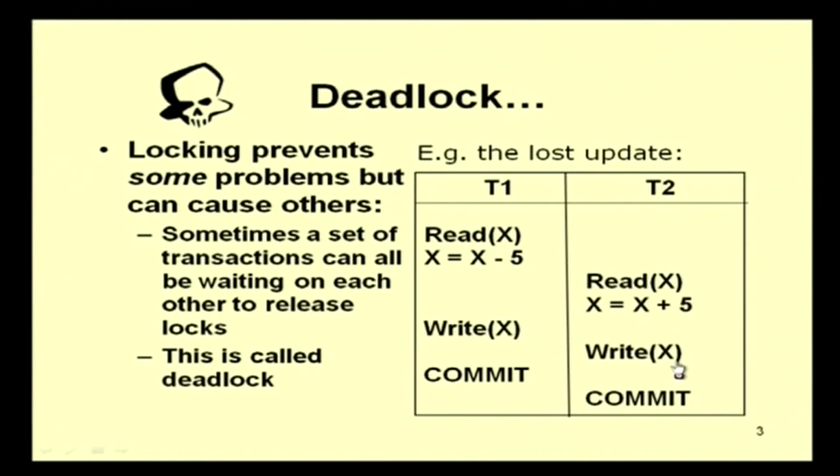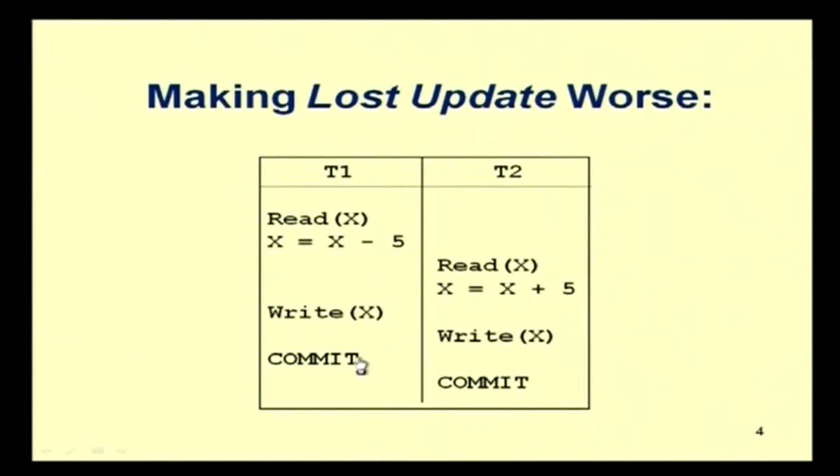So, you understood the problem of the deadlock. Here read is allowed. Now, here write needs this read to be released. For this read to be released, this write has to be done and the commit has to be done. But for this write to be done, this read is requested. But for this read to finish, this write and commit has to be finished. So, this is the deadlock problem. This makes lost update worse, as I already explained.